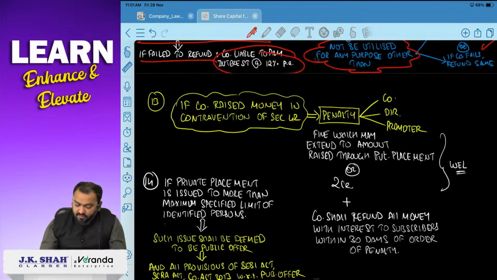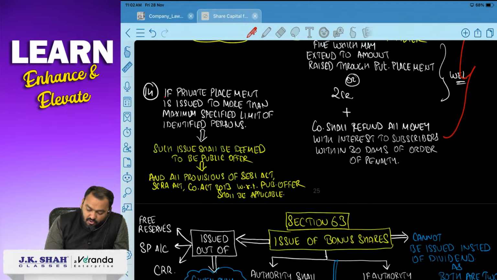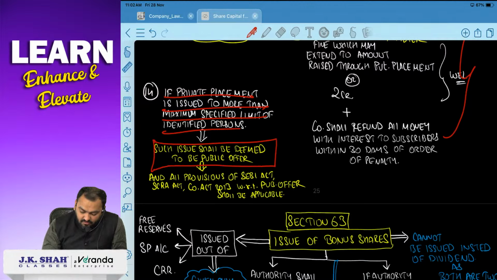The 13th point is, if money is raised in contravention of section 42, there is a penalty on the officer in default. And if you go for private placement to persons more than the specified limit, that is more than 200 persons, if you make the allotment to more than 200 persons, then this shall be treated as a public offer.